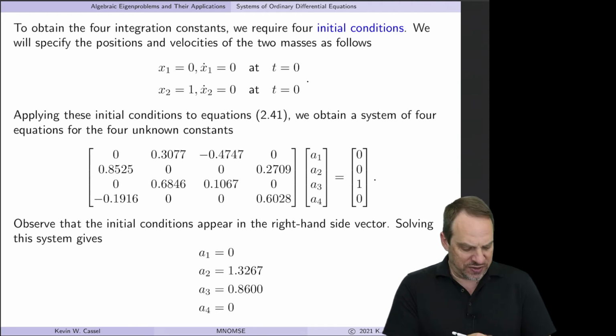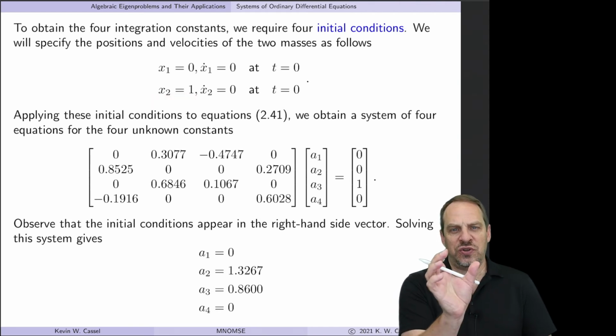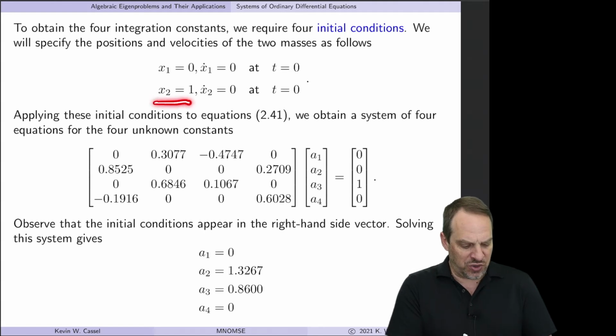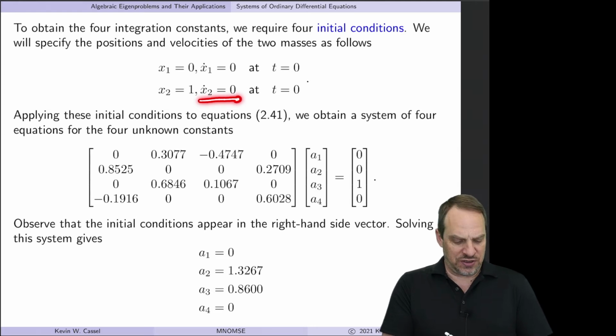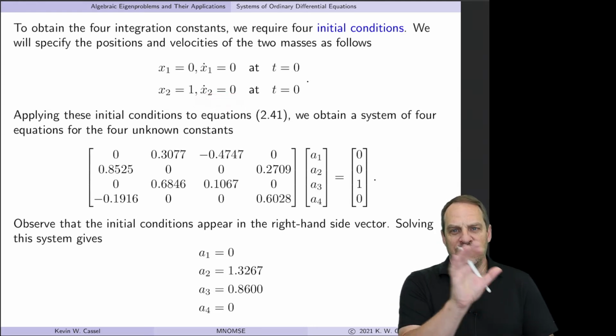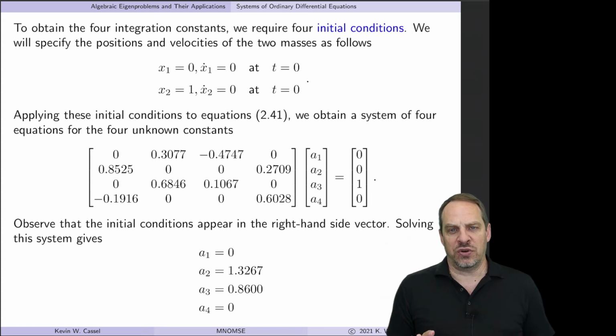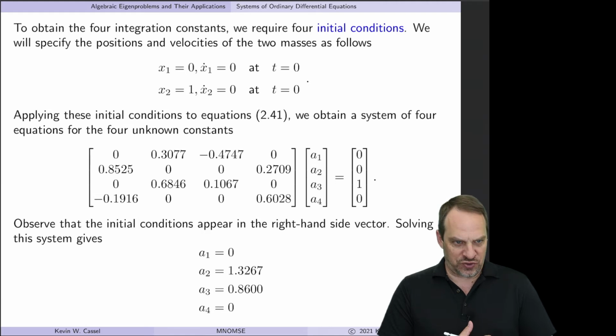The right mass, x2, is going to be shifted over 1 unit, so x2 will be 1, and then held in place so that x2 dot is equal to 0. The initial velocity is 0. And then at t equal to 0, we hold everything in place. At t equal to 0, we let it go, and we see how the solution evolves with time.